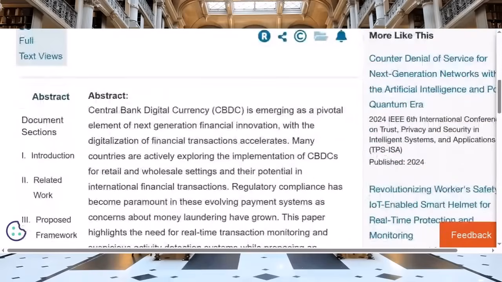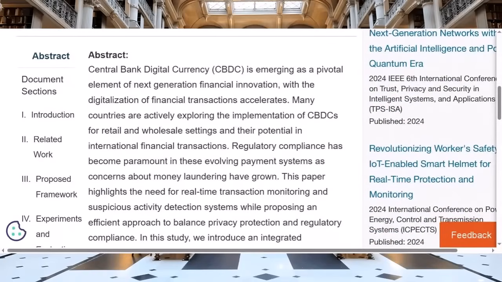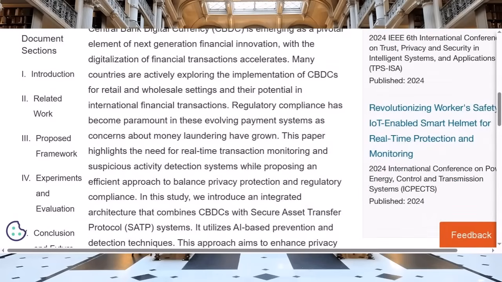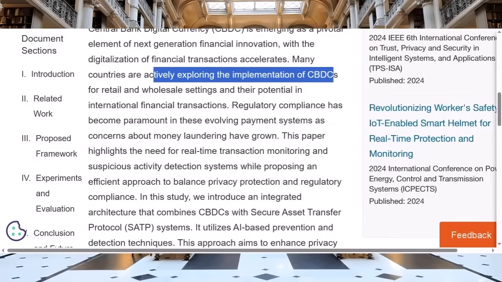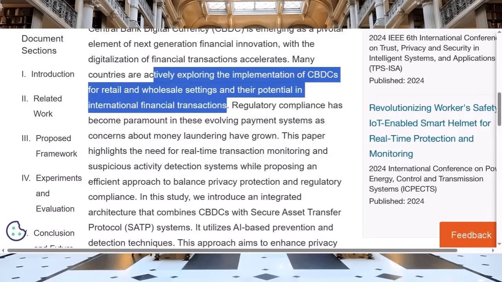The other thing I want to get into is this abstract. It talks about CBDCs, talks about them being pivotal. That's not so much the point. The point is many countries are actively exploring the implementation of CBDCs for retail and wholesale settings and their potential international financial transactions. Regulatory compliance has become paramount in these evolving payment systems as concerns about money laundering have grown.